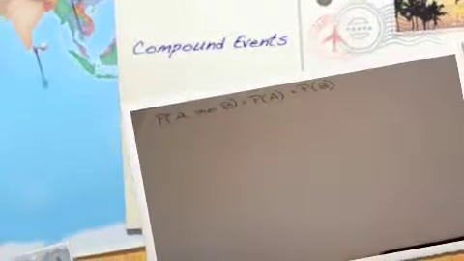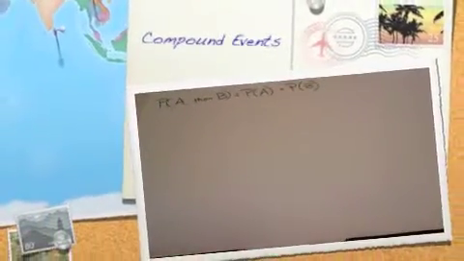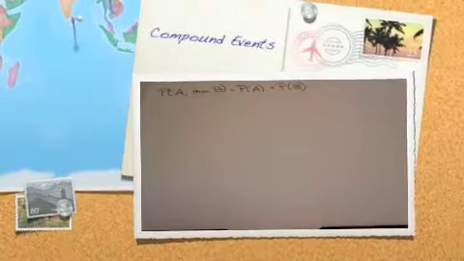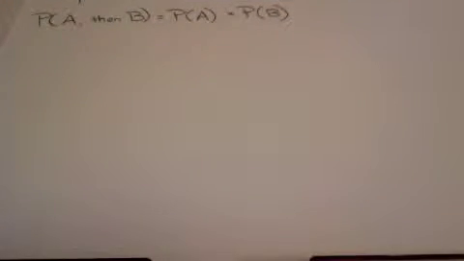The topic that will be discussed in this video is compound events. Compound events consist of two or more events. The first one we're going to talk about is independent events. These are events where the occurrence of one event does not affect the probability of the occurrence of the other.